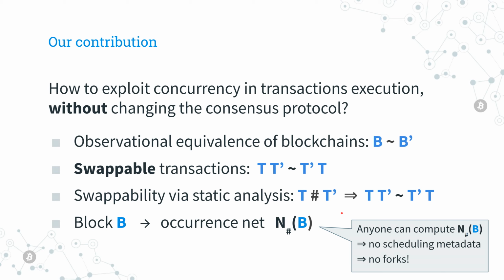We then construct, starting from a block B, an occurrence net which represents the partial order induced by the swappability relation. This occurrence net can be used by miners and validators to concurrently execute the transactions in the block. The crucial point here is that, unlike the optimistic approach discussed before, ours does not require to include scheduling metadata into blocks, since anyone can compute the occurrence net. Therefore, our technique can be implemented without forking the blockchain. In the rest of the talk, I will give a few more insights on our constructions, and I will conclude by discussing the practical feasibility of the approach.